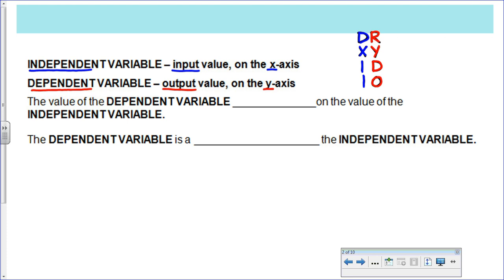We say that the value of the dependent variable depends on the value of the independent variable. Another way of saying that same thing is that the dependent variable is a function of the independent variable.